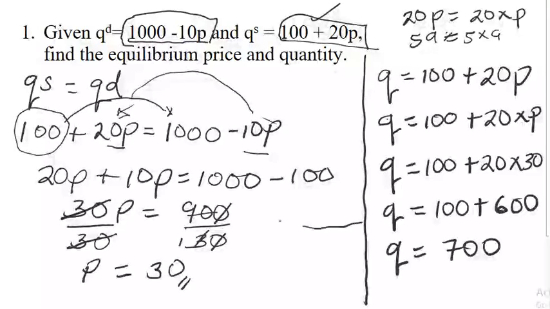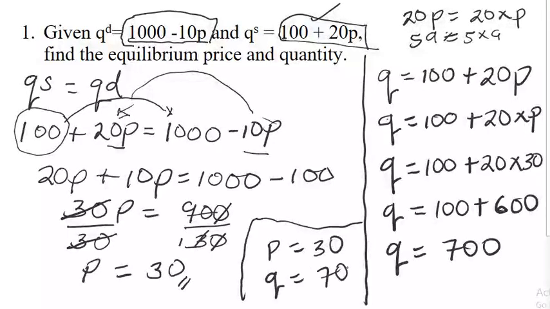I've gotten my answer. Let me just write it out here. P equals 30, the equilibrium price, and the quantity Q equals 700. I hope this is clear. Now let's take another example.